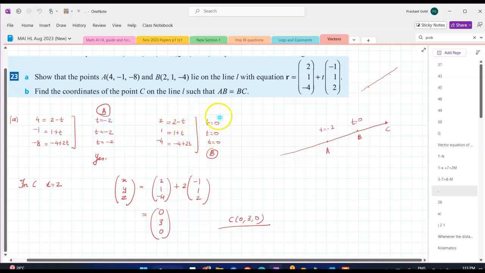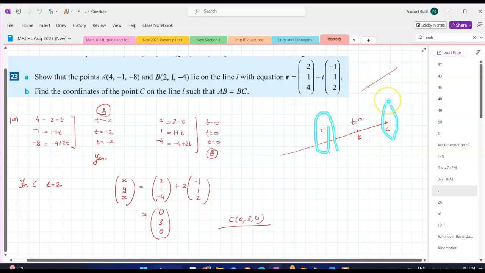Here also t is consistent, whether you put x, y or z, your t is coming the same, so that's your point B. So both of them lie on the line. Then they're saying find the coordinates of point C, so that AB is equal to BC. Now here we got t is equal to 0, and here we got t is equal to minus 2.